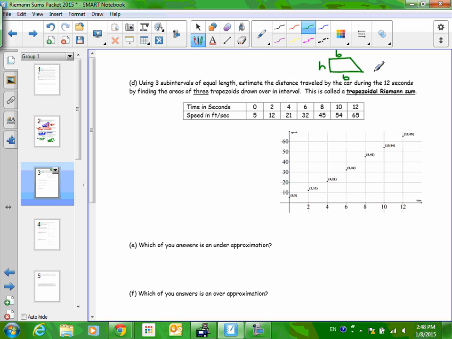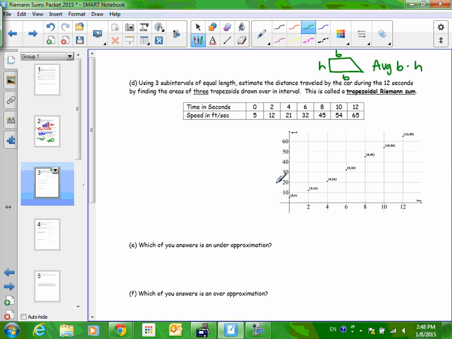Okay, so all you're going to do is average the bases times the height. That's all you do. I'm not giving you a formula. You know how to average two numbers. You add them up and you divide by 2. That's why the formula, if you remember the formula, that's why it works the way it does.